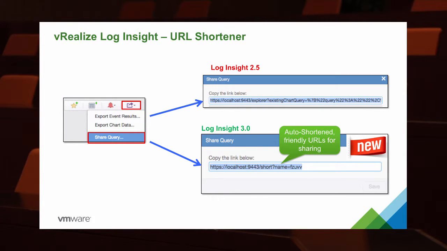In environments where we have bicameral administration, it's often beneficial to be able to share the query with someone else. In 2.5, we had a big long link that we had to share out. But now inside of LogInsight 3, we have automatically shortened friendly URLs for ease of sharing and reference inside of documentation and correspondence.